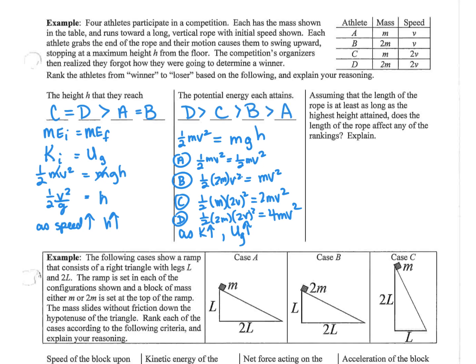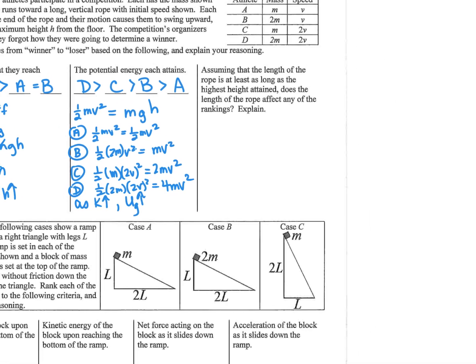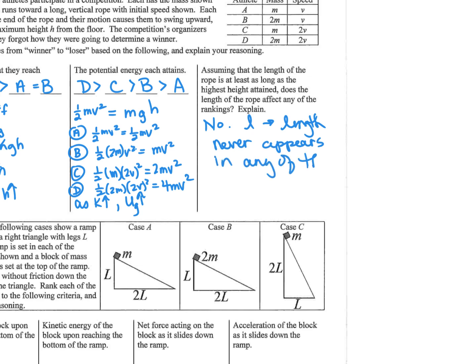Okay? Assuming the length of the rope is at least as long as the height attained, does the length of the rope affect any of the rankings? The answer is no. L, which is the length, never appears in any of the energy equations. Okay?